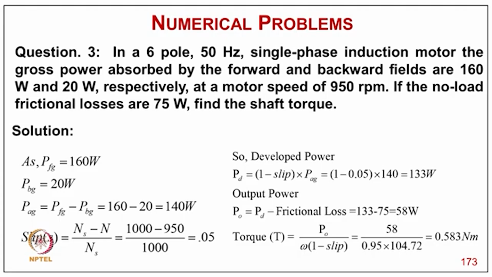Now question 3: in a 6 pole, 50 Hz single phase induction motor, the gross power absorbed by the forward and backward fields are 160 watt and 20 watt respectively, and the motor speed is 950 rpm. If no load friction losses are 75 watt, find the shaft torque. As given, PFG is 160 and PBG is 20.